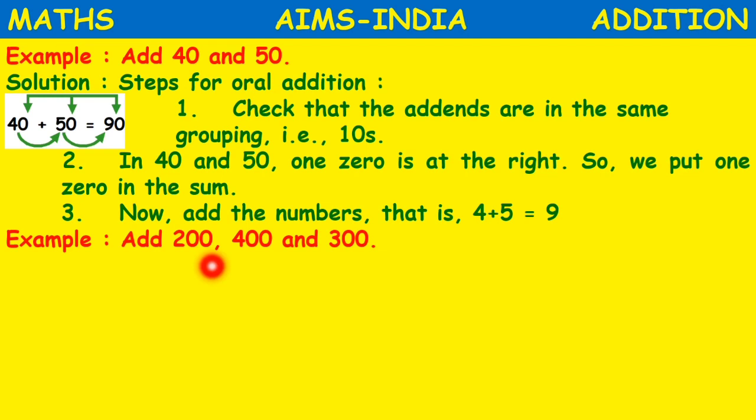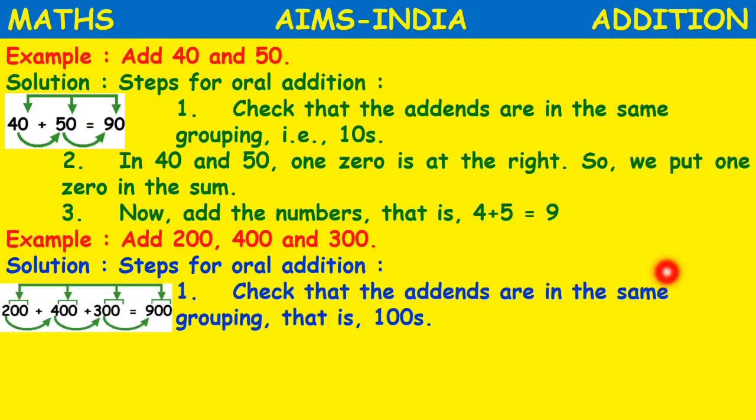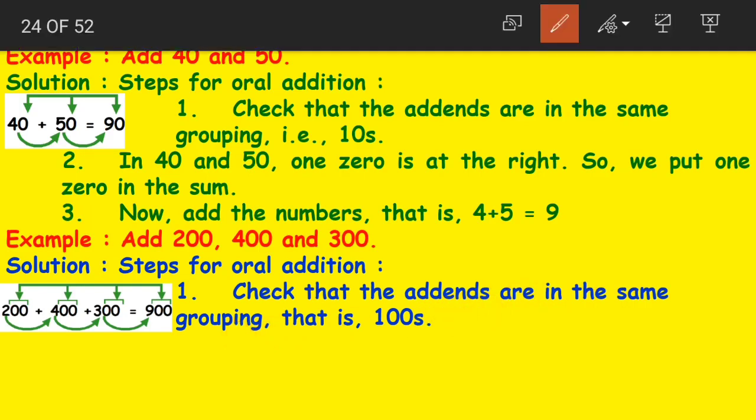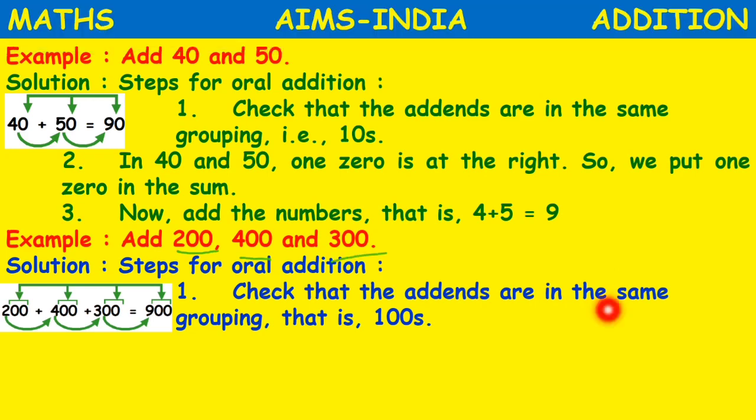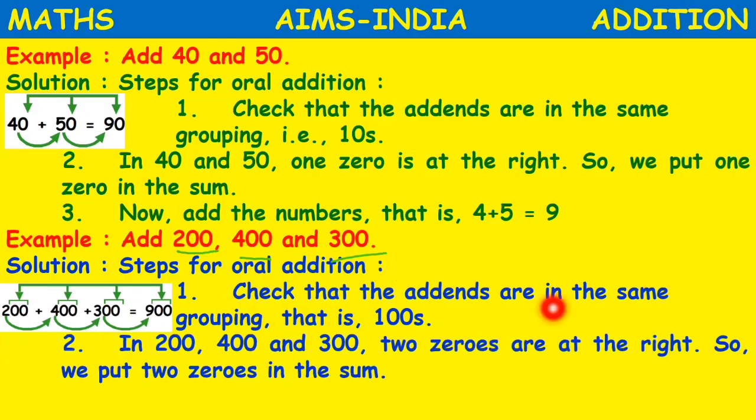Now look at the next example. Add 200, 400 and 300. You might think, oh, such big numbers they are. They are 3-digit numbers, and that too we are having 3 numbers. Now how to add this orally? Again, this is also very simple. The first step would be again checking the addends are in the same groupings. That is, these are hundreds, right? 200, 400, 300. So all these 3 addends are in the same group, that is hundreds.